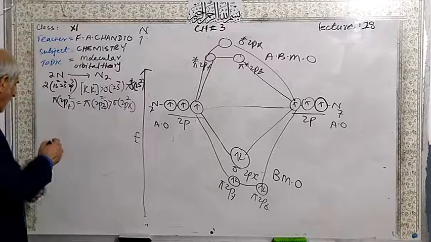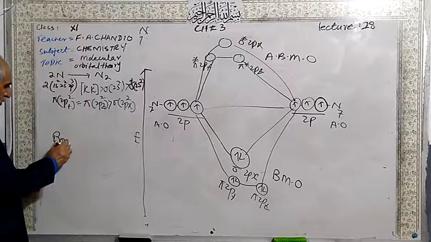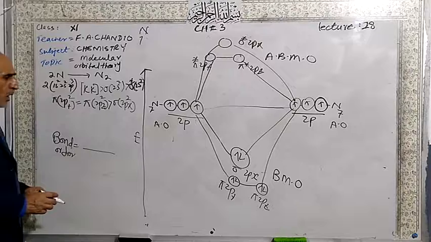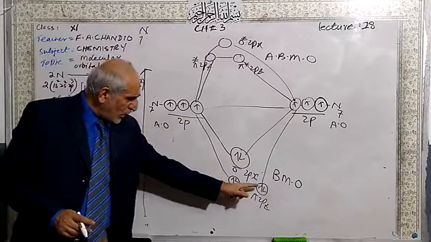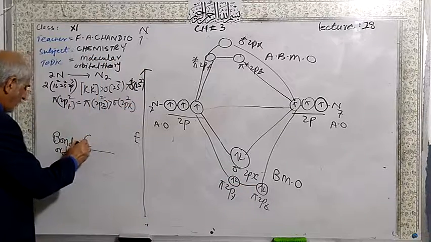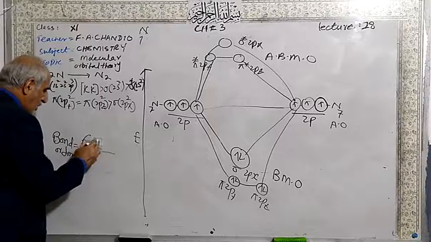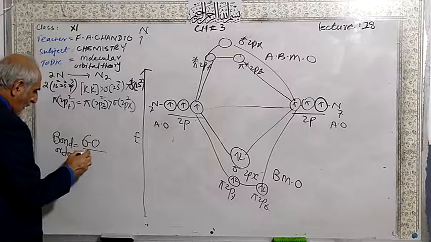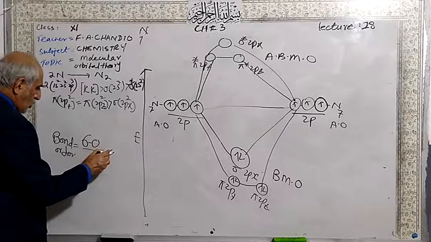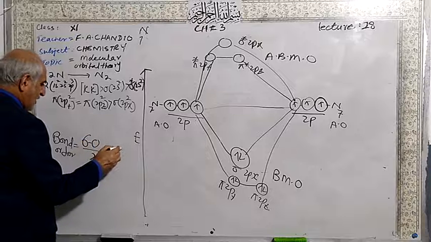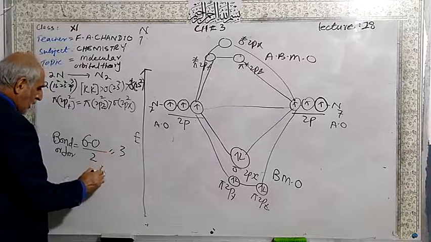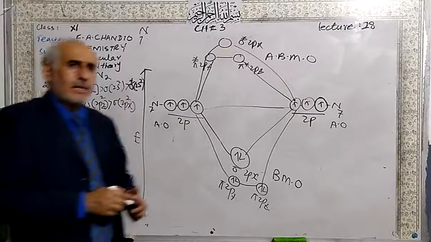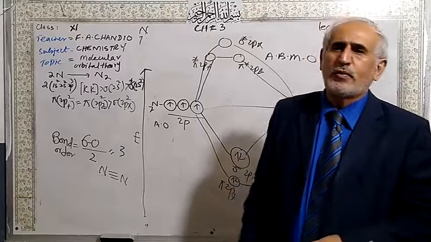So bond order: in the bonding molecular orbitals 6 electrons, anti-bonding 0, divided by 2. So 6 minus 0, 6, so this will be 3. It means that between nitrogen and nitrogen there is a triple covalent bond.